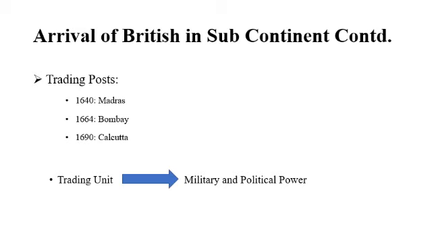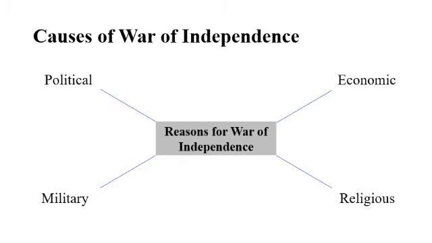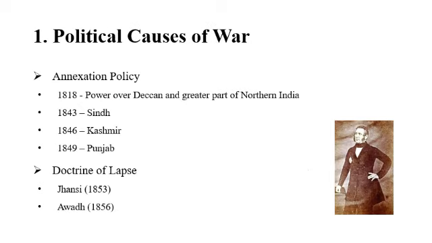What were the reasons that instigated the locals to go for war? And the repercussion was the War of Independence 1857. Some causes were there, like political, economic, religious, and military. The first one was the political causes of war. In political causes of war, we will start with the annexation policy.